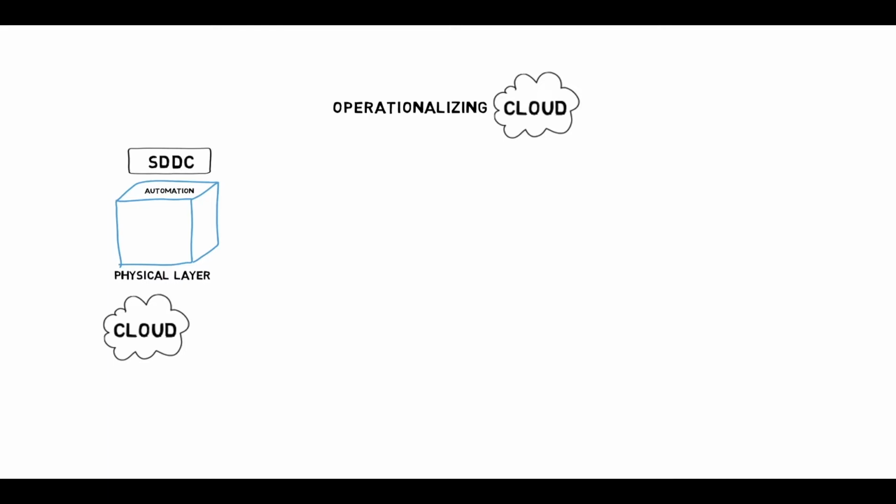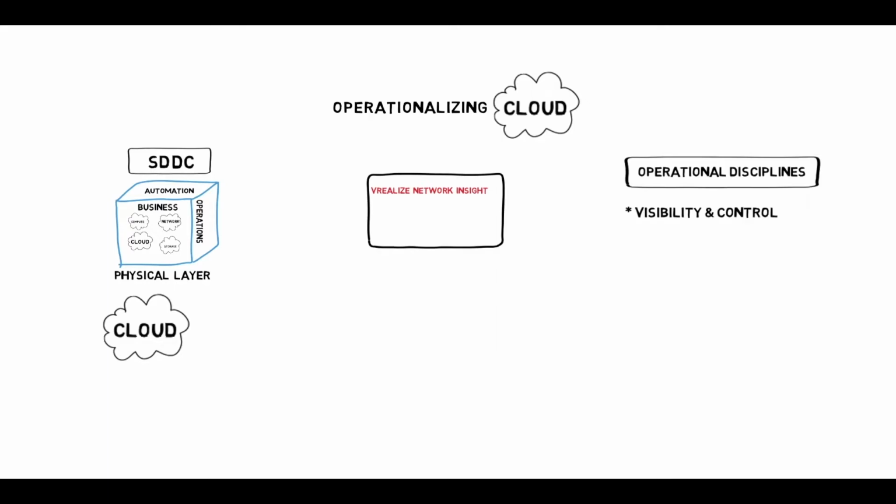Your SDDC is made up of three main pillars, which are automation, business, and operations. Your SDDC consists of storage, compute, and network. We call it the private cloud, right? And this is where vRealize Network Insight comes in. It covers the operational disciplines. It looks at visibility and control, and the remit is that it should be able to provide config and compliance and a consistent security posture, and make your application discovery journey a lot easier, right?